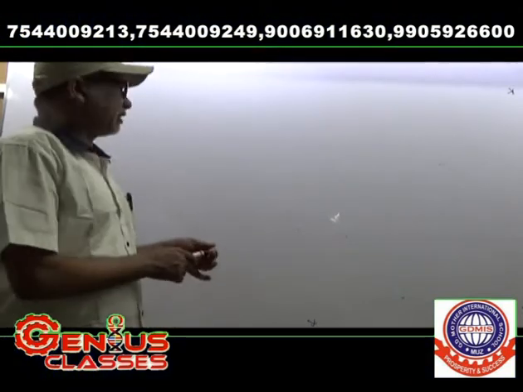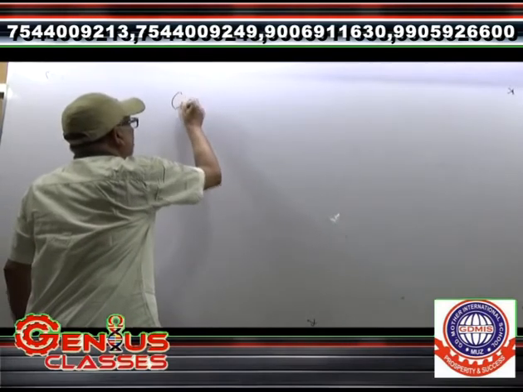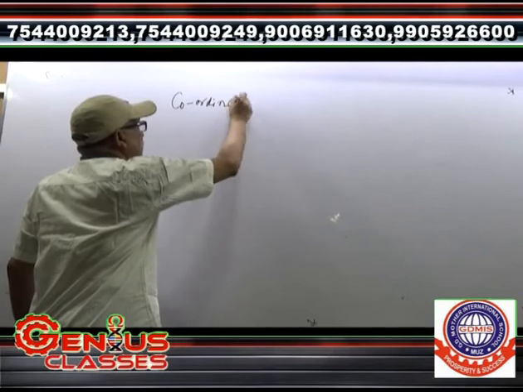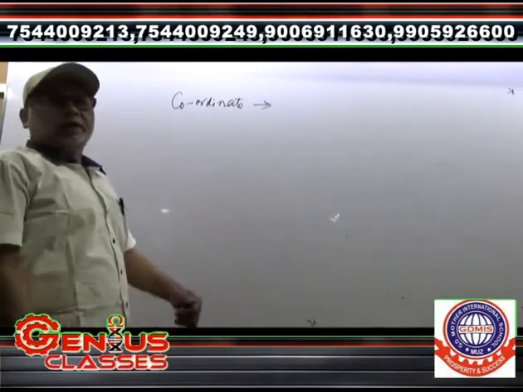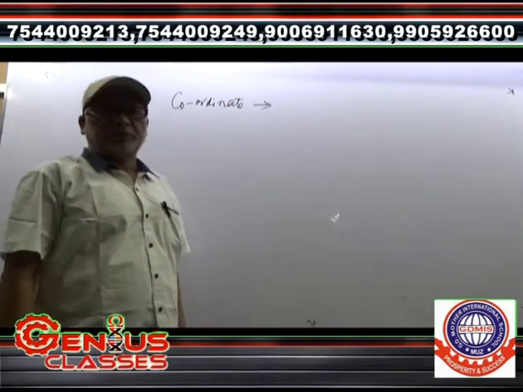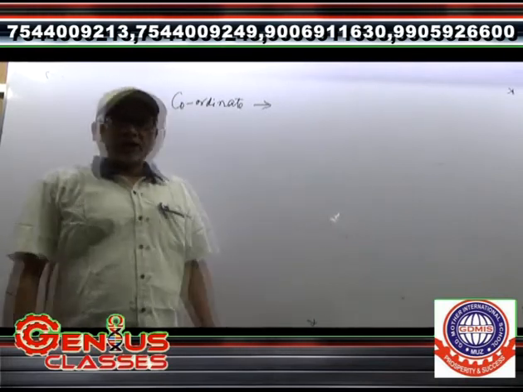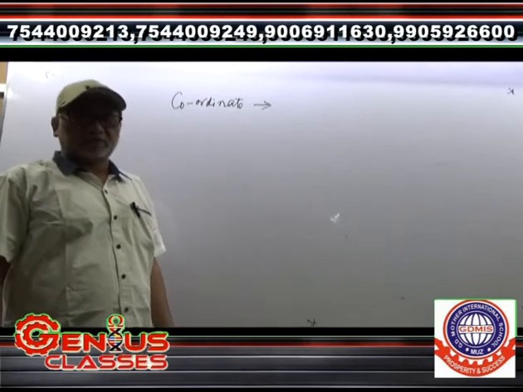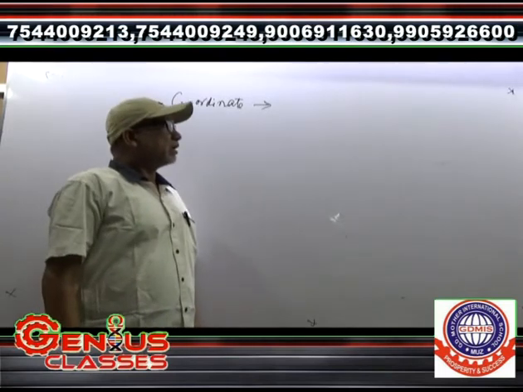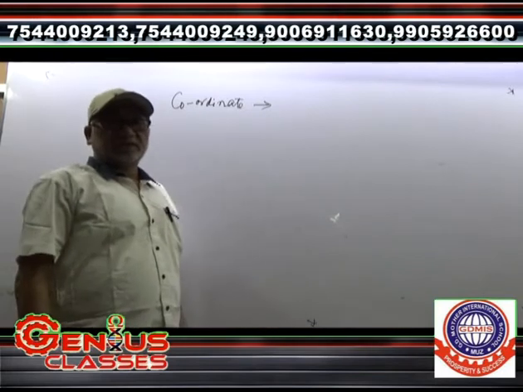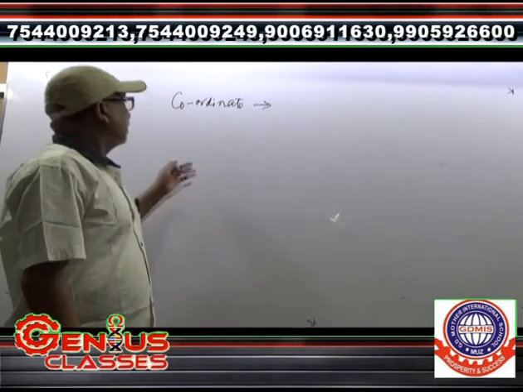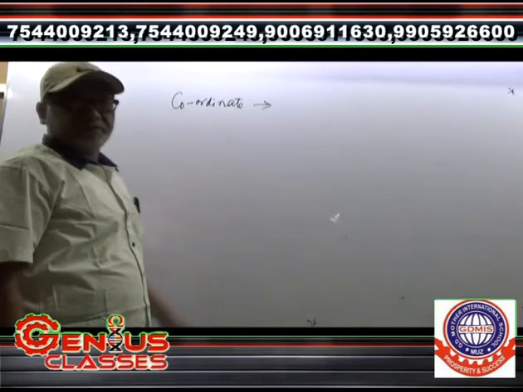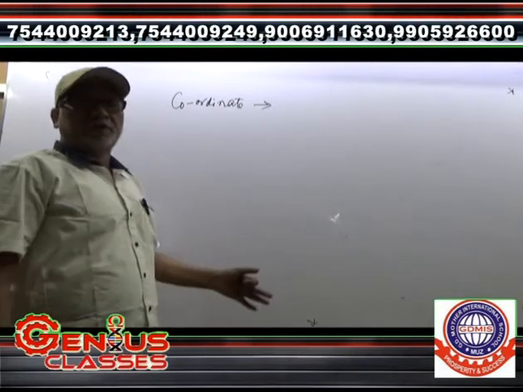And what is coordinate? Coordinate is a pair of real numbers in which the first suffix denotes the distance on the x-axis and the second suffix denotes the distance on the y-axis. You have read in class 10 already what is the meaning of coordinate. Coordinate means a pair of real numbers.